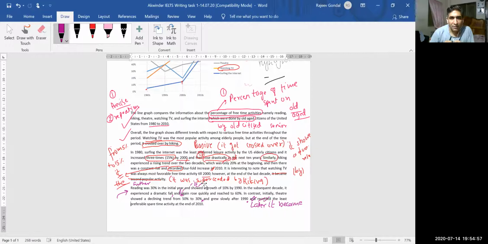You have done a good job in terms of arranging all the ideas in a very nice way, and this is something expected in writing about the graph. You started with the introduction, then you gave the overall picture, then you talked about all the different trends, and I see that you have talked about the best or top one first, and then the least one after that.